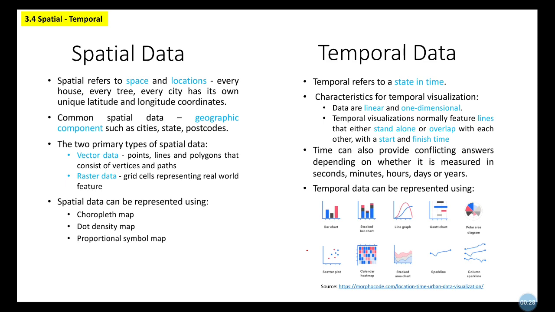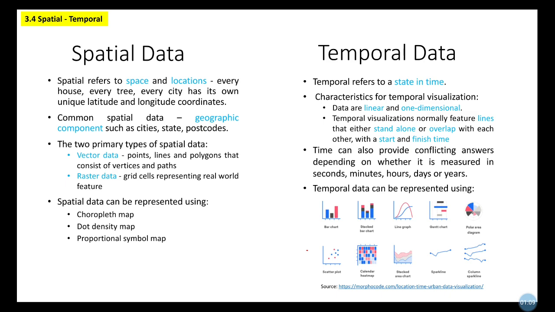For example, every object on the earth, like house, trees, city, has its own unique latitude and longitude coordinates. And the common spatial data is a geographic component such as cities, state, and postcodes. And there are two primary types of spatial data. The first one is vector data, where it refers to points, lines, and polygons that consist of vertices and paths. And second is raster data. So it represents grid cells that represent the real-world feature on a map.